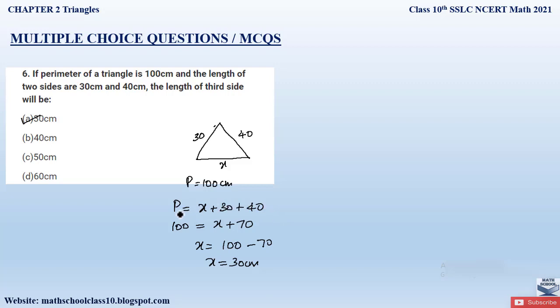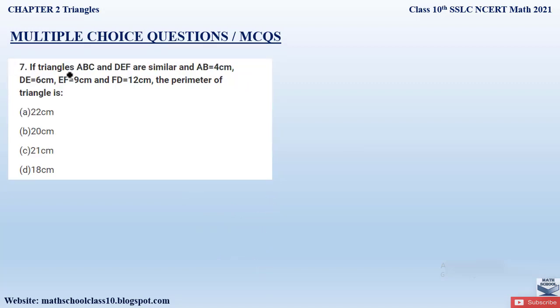So here you have to know the formula for perimeter of a triangle, which is equal to sum of the three side lengths. So applying this, we can find out the third side. Coming to question number 7, if triangles ABC and DEF are similar and they have given their side lengths, the perimeter of the triangle is.